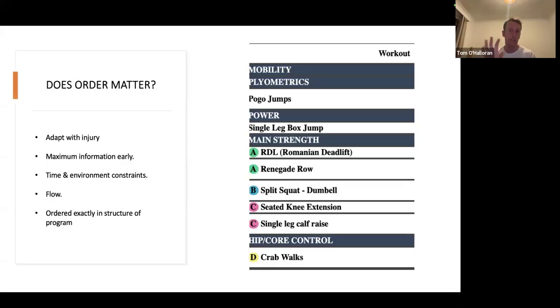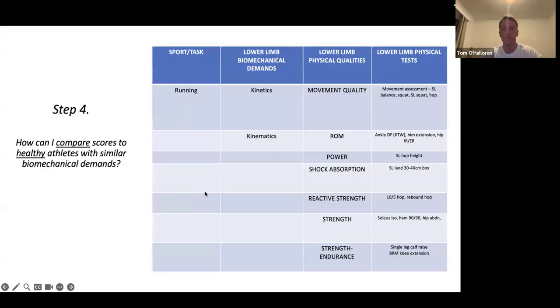It has headings for each one, which I'll go through in the second lecture, showing how this informs how I write a rehab program around those attributes: plyo, power, absorption, main strength, isolated strength, hip and core control. And again, it depends on your environment, the flow of testing, and whether there's pain, and you're always going to adapt with injury.